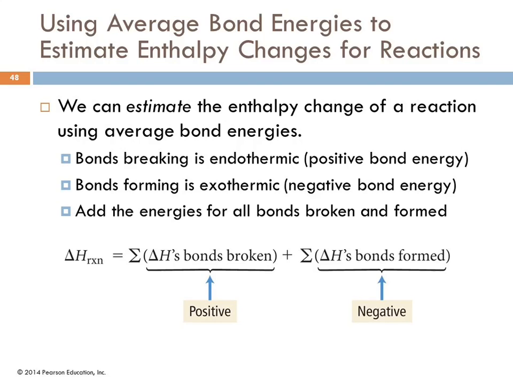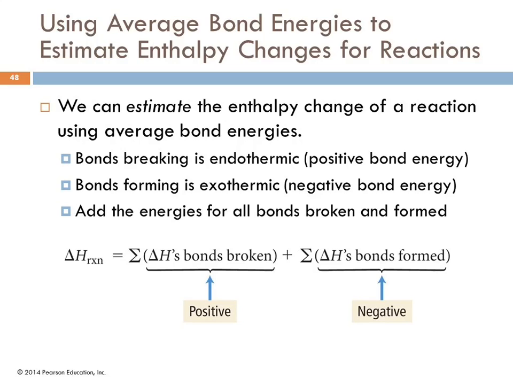If you put in energy to break the bond, then when the bond forms, that same amount of energy comes out. So breaking and making, you just change the sign. So bonds forming, exothermic, negative energy. So what we're going to do is add up the energy that's needed to break bonds, the energy that's given off when you make bonds, and see what you come up with.